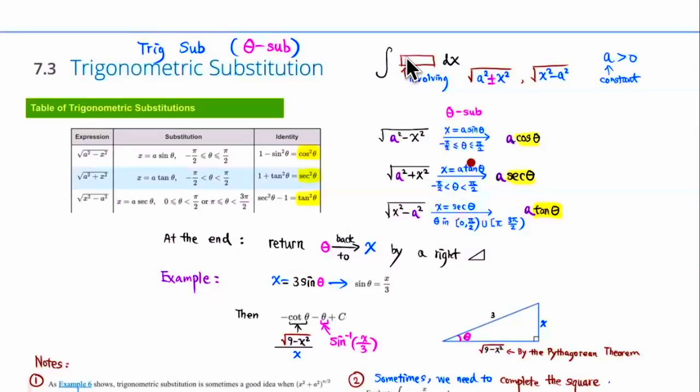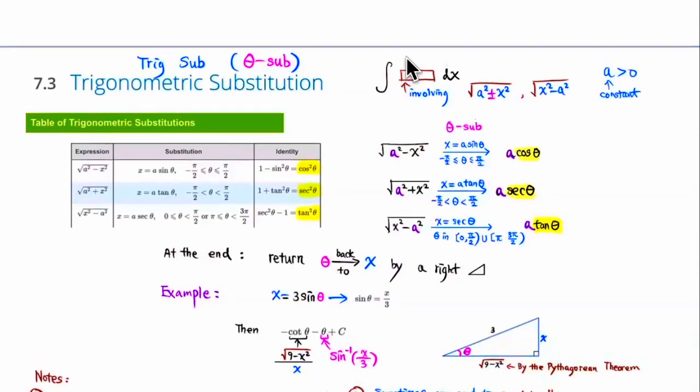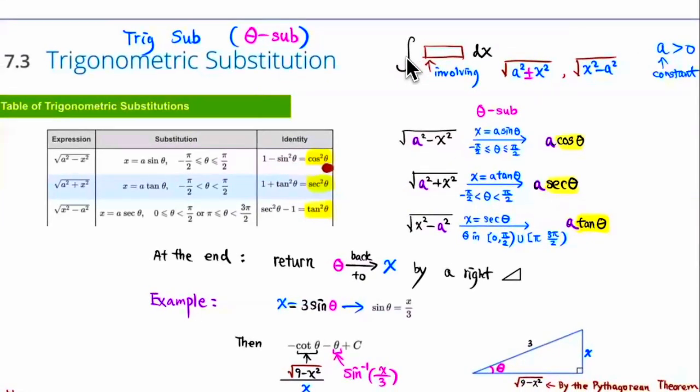The way that I remember is I think of this a squared as corresponding to the 1. And we think about 1 minus what squared equals what squared, because you want to have a perfect square inside the square root. We know that 1 minus sine squared is cosine squared. So we let x equal to a sine theta. Then after the trig sub, this whole square root will turn into a cosine theta, like that. Similar for these other 2.